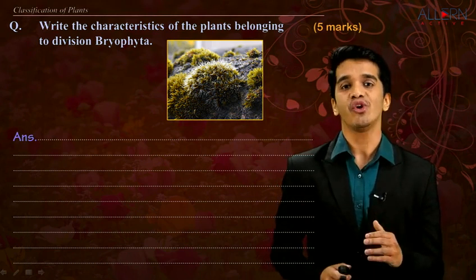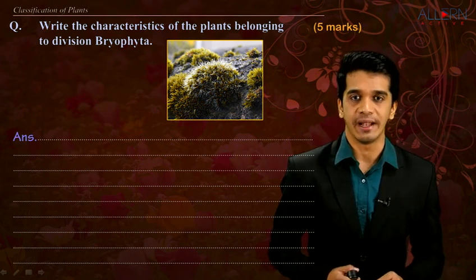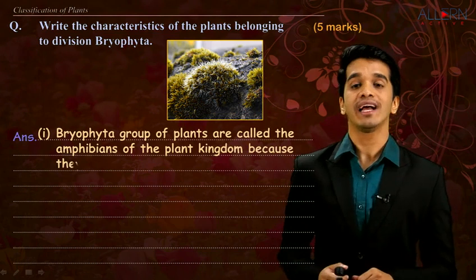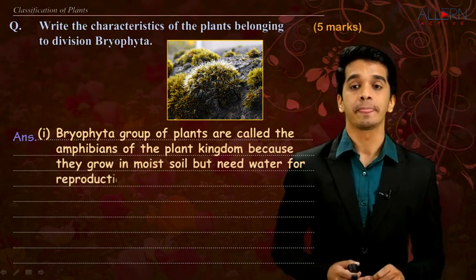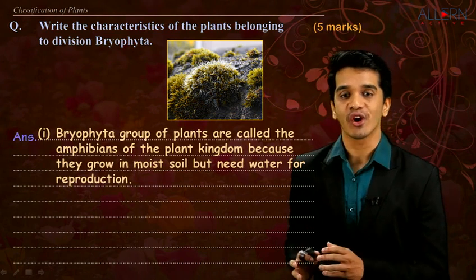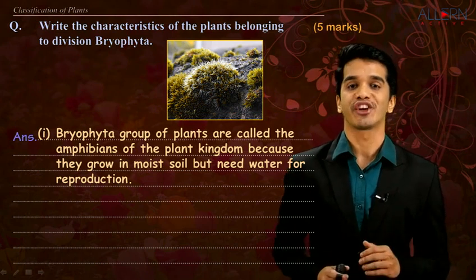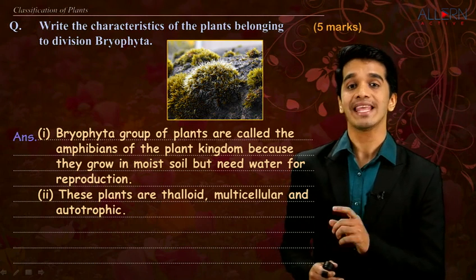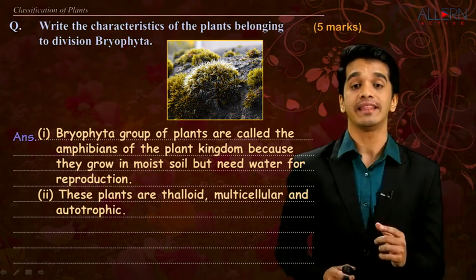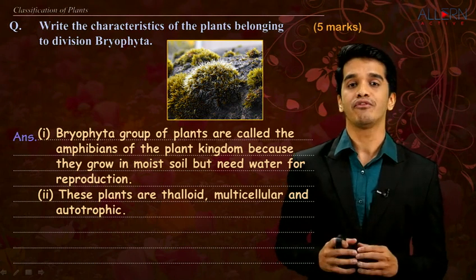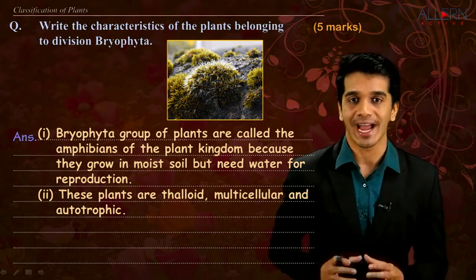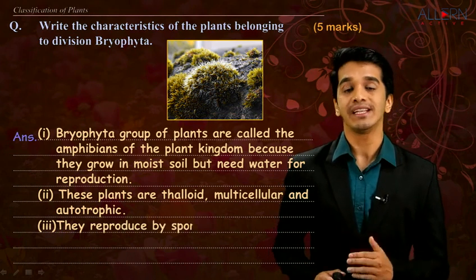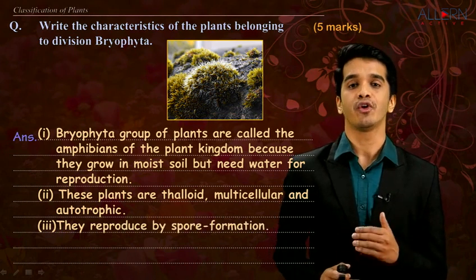Let us study how you write this answer in detail. The first point is Bryophyta group of plants are called amphibians of the plant kingdom because they grow in moist soil but need water for reproduction. The second point says that the plants are thalloid and they are multicellular, which can be seen with naked eyes, and they perform autotrophic mode of nutrition. That means they synthesize their own organic food. The next point says that they reproduce by spore formation.